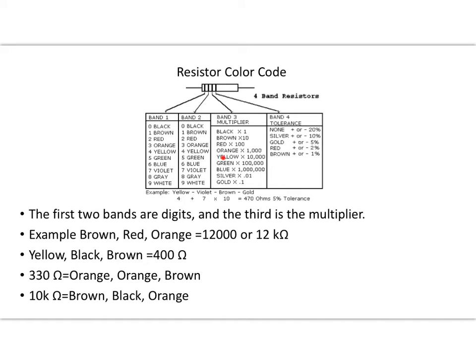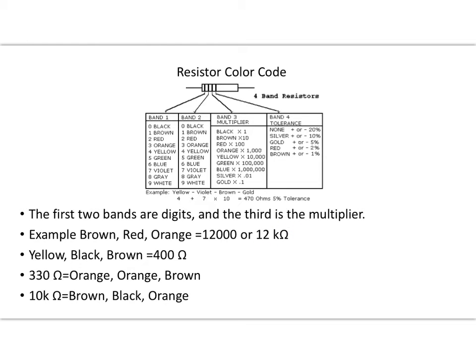Okay, the digit 3. So that means that you're going to take this value, the 12, and you're going to multiply it by 1,000, which is just adding 3 zeros. So an orange, meaning 3, means you just add 3 zeros to it. So this resistor would have a resistance value of 12,000 ohms, or 12 kilo ohms.